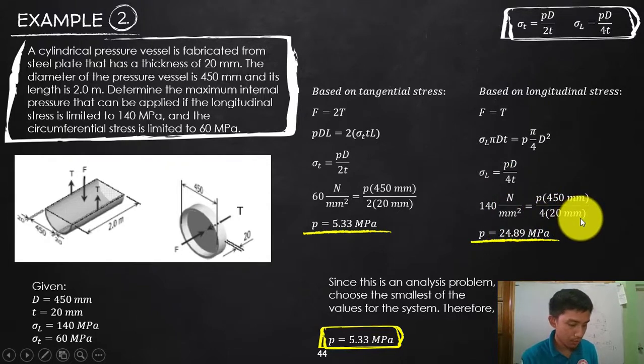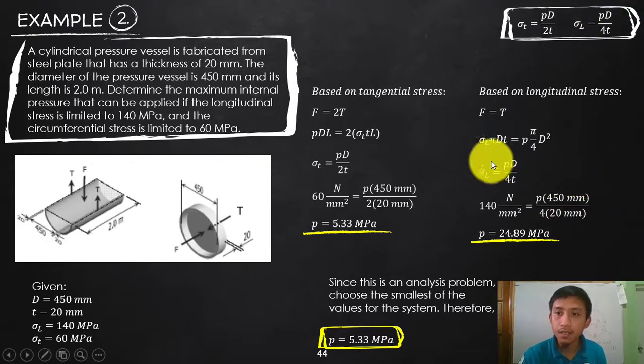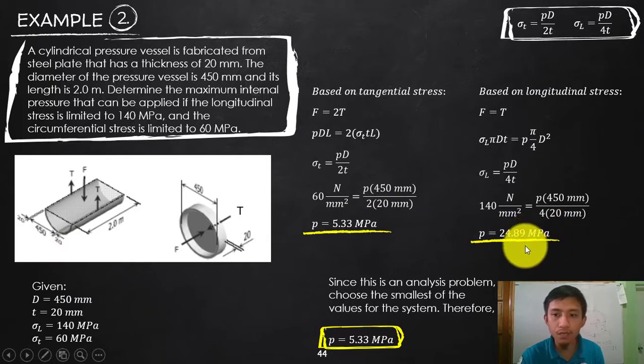So all I need to do is change 1 to 4, and then 140. You will end up there with 224 over 9, or that is 24.89 megapascal. So that is how much the longitudinal part can handle. The tangential, or the circle, can handle 5.33 megapascal only, bursting pressure of 5.33, but the longitudinal part of the tank can handle 24.89.